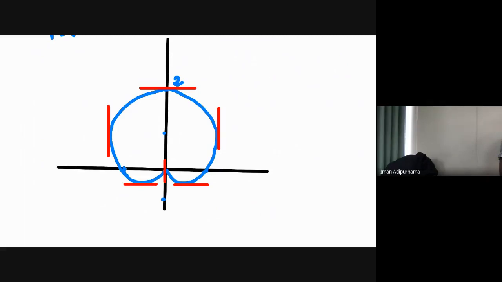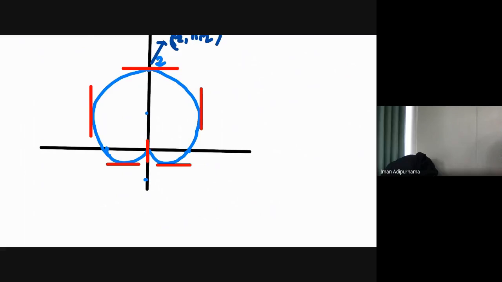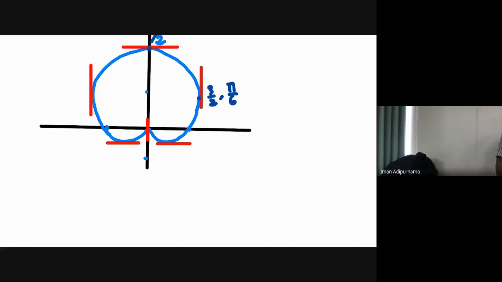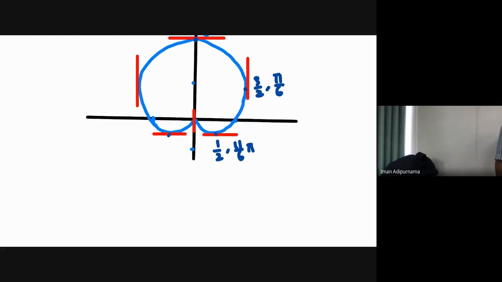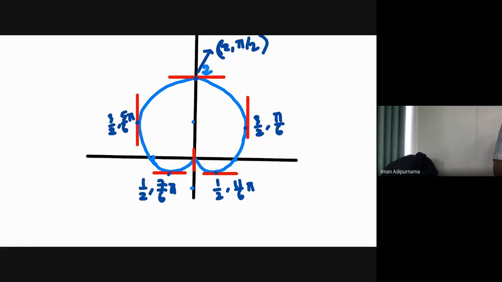Okay, so the point here is 2, pi over 2. And the point here is 3 over 2, pi over 6. And the point here is half, point here is half. Okay.